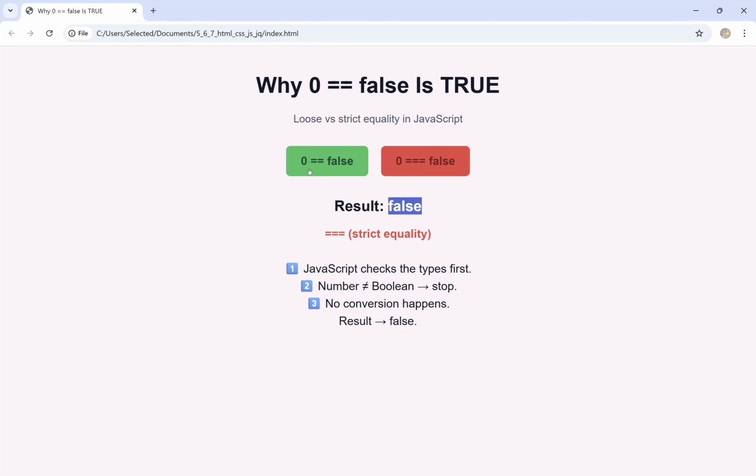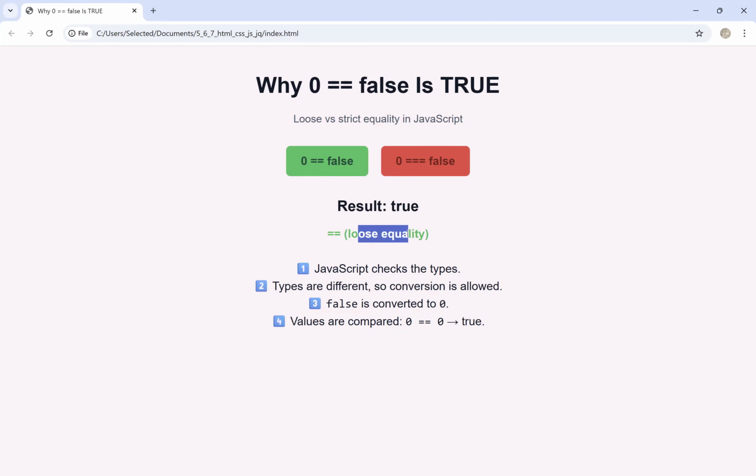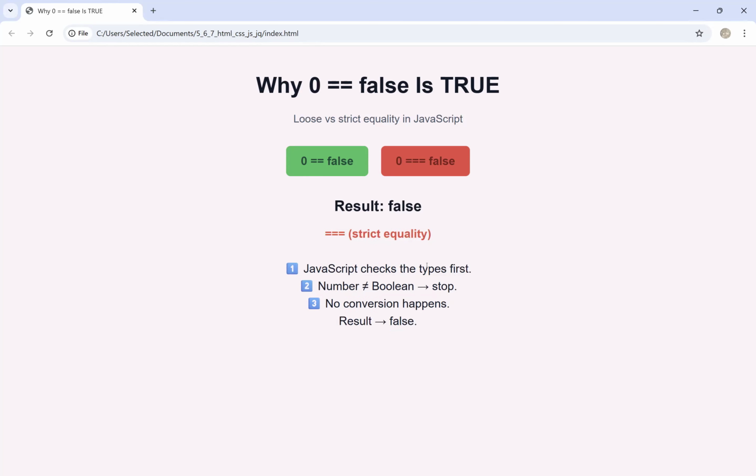So with loose equality, conversion is happening, because false is converted to 0. Whereas with the strict equality, there is no conversion. And in this case, that number 0 does not equal the Boolean value false.